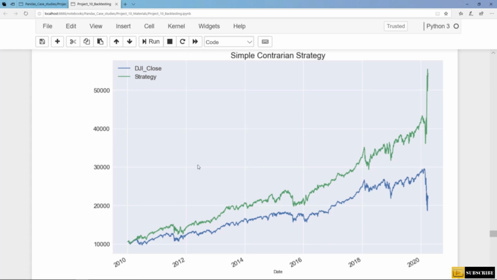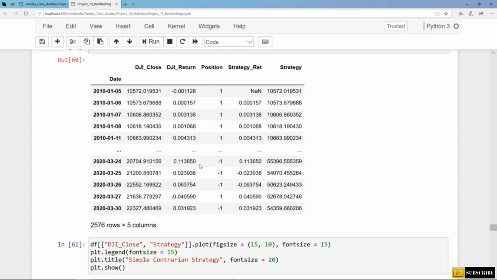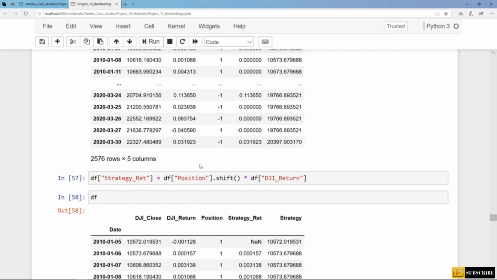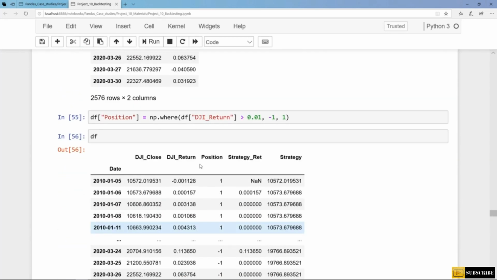And the strategy here is intuitive. A daily return of greater than 1% is pretty high. And whenever we have daily returns of more than 1%, there are quite a lot of investors who just take the profits on the following day. And therefore, on the following day, we have a negative return.